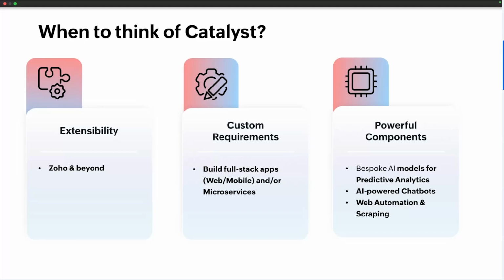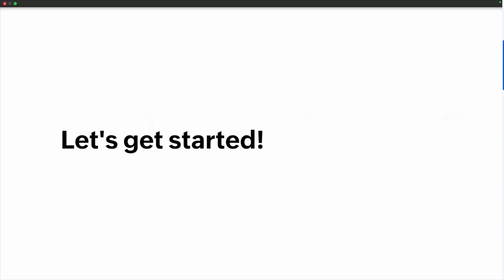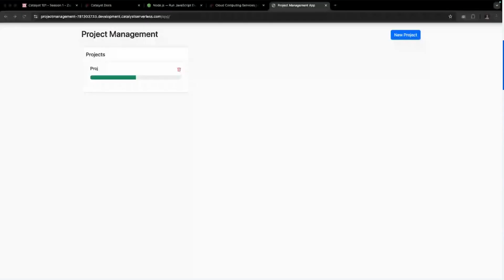All right. Now, with this initial context set, I think now is a great time to get started with our hands-on session. So throughout this entire 101 series, we will be exploring Catalyst through the lens of building an application from scratch. And for that, we will be taking the example of a simple project management application.